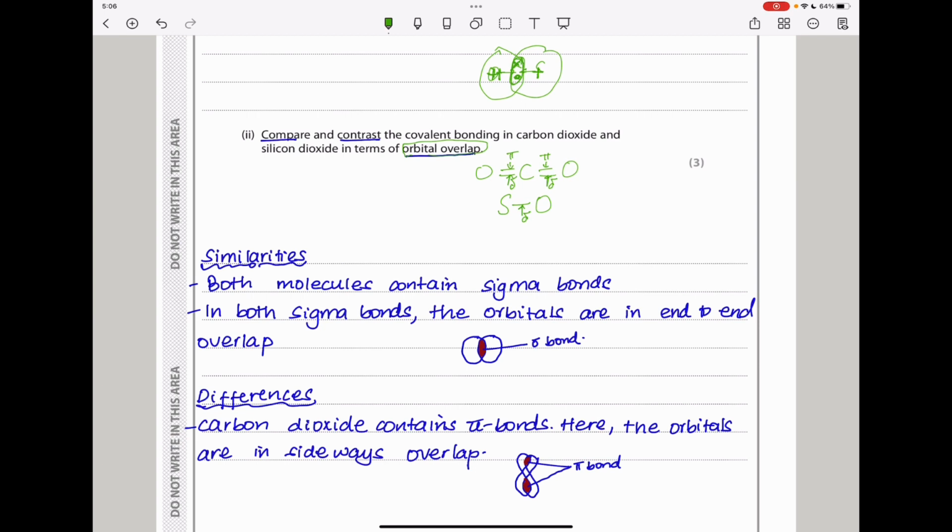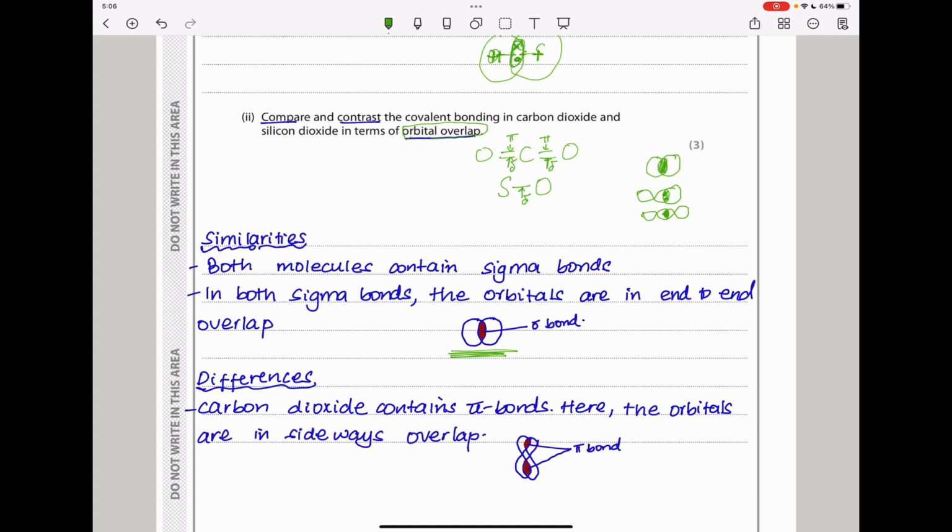An end-to-end overlap can be between two s orbitals, where the overlap is occurring, or it can be between a p orbital and an s orbital, as we can see, or it can be between a p orbital and another p orbital. So all these are end-to-end overlap. They do occur in a sigma bond. So I gave the example of an overlap that you can see here.